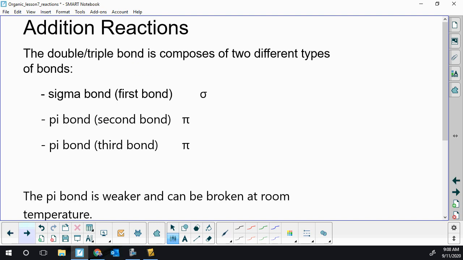In addition chemistry, you're going to be breaking double or triple bonds. I want to talk a little bit about why they're unique and break so easily before we start doing it. When you have a double or triple bond, the first bond is fundamentally very different. The first bond is a sigma bond.